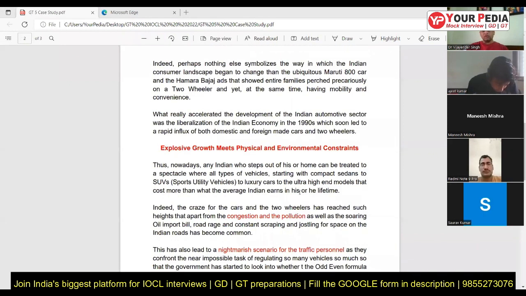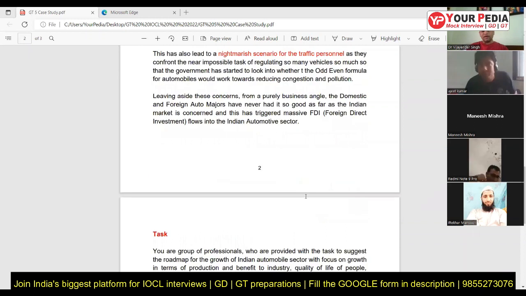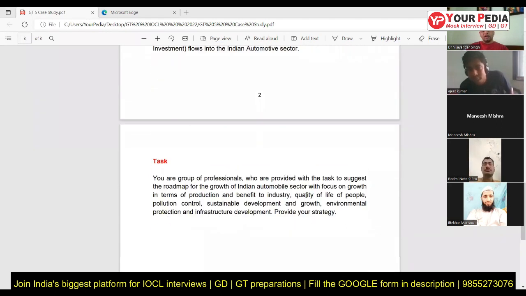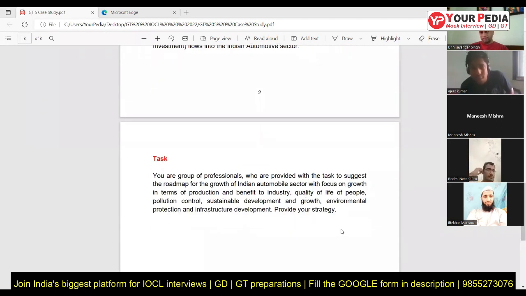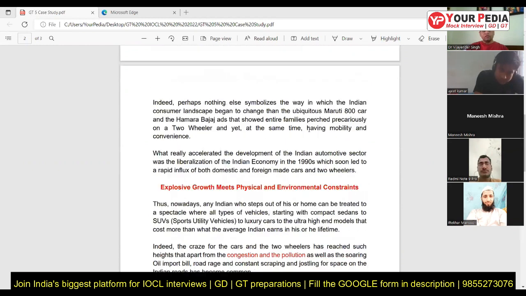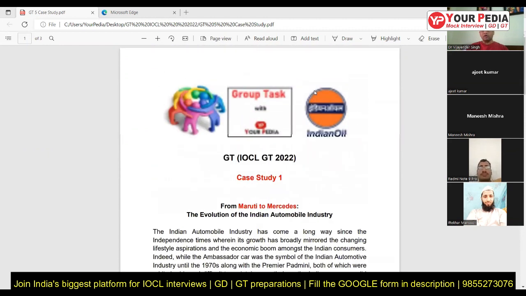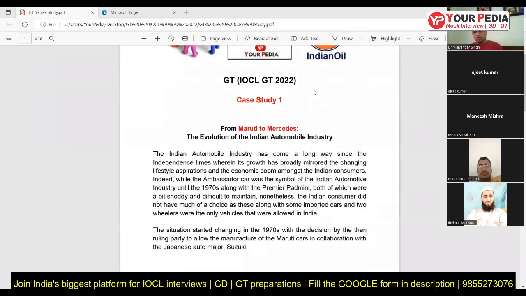But with the growth, there were physical and environmental constraints to the growth. That also is provided. And then at the end, there is a task given. So give yourself 5 minutes. Go through this document in detail. And then we discuss further the task which you have to solve, available on your WhatsApp group. Please go through this.